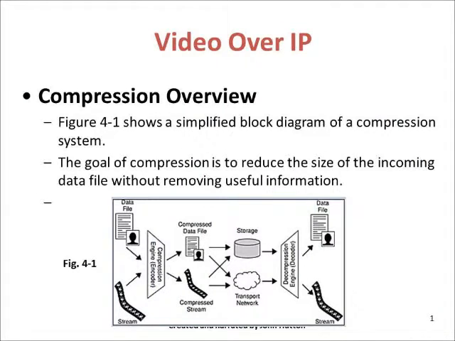This slide shows a simplified block diagram of a compression system. There is information going into the compression engine, which is called an encoder. Once through the encoder, the information is compressed and sent on its way. When the information reaches its destination, it goes through a decompression engine, which is called the decoder.